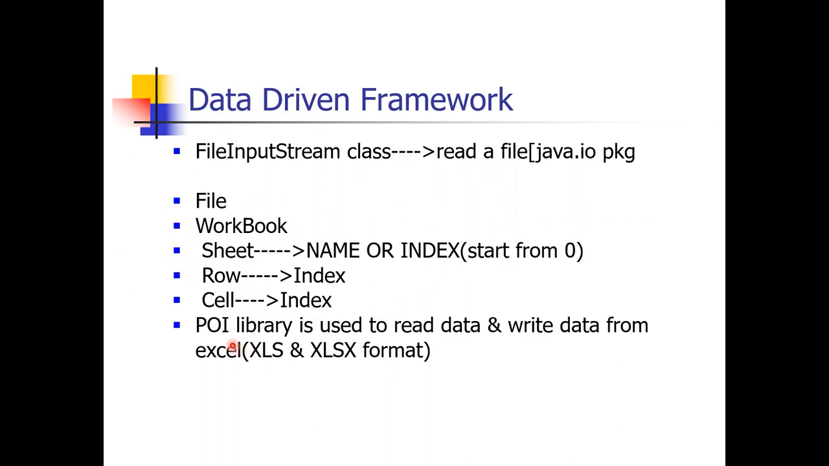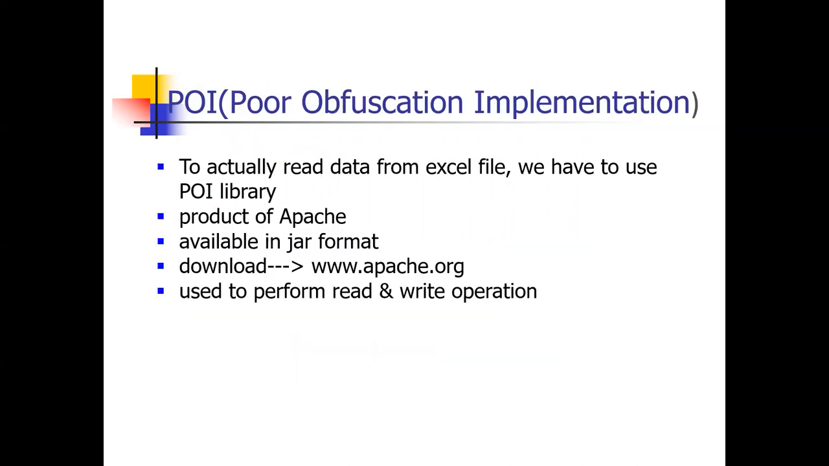For an Excel file, the POI library is used to read and write data. The Excel file is in XLS or XLSX format. POI stands for Poor Obfuscation Implementation. This POI library is very, very important for reading or writing data from an Excel file. If you want to store data or retrieve data from any Excel file, we need the POI library.